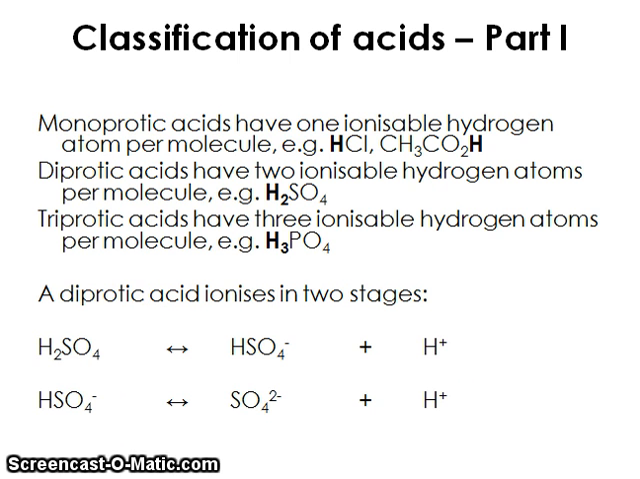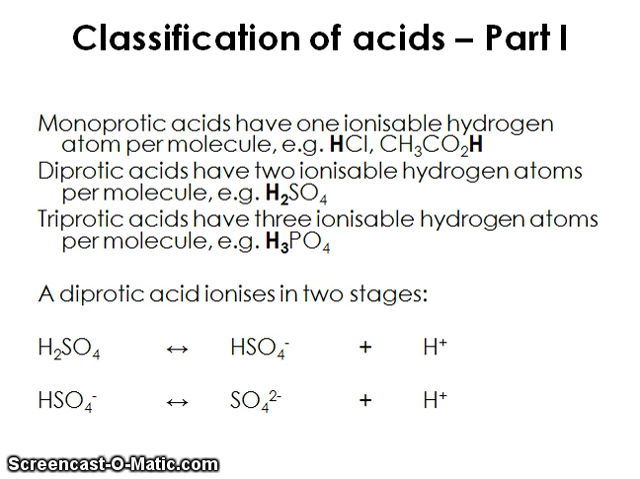So now we need to talk about classification of acids, and this comes in two parts. The first part is whether an acid is monoprotic, diprotic or triprotic. So you've met the word stems mono, di and tri before. Mono means 1, di means 2 and tri means 3. Protic just refers to the proton. So a monoprotic acid is, as you can imagine, going to give one ionizable hydrogen atom per molecule.